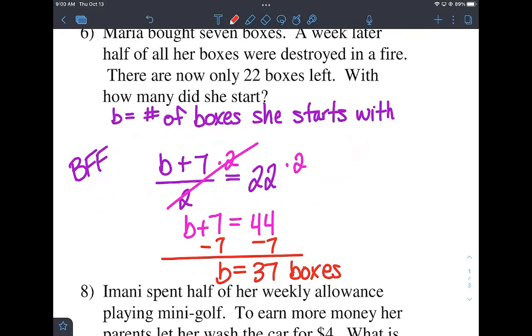All right, did everyone understand that? It was boxes that she had plus 7 more, all got burned up in the fire, right? She lost half of all those, divide by 2. And so we invert those steps, we times by 2, and then we take away the 7 that she bought. She started with 37.